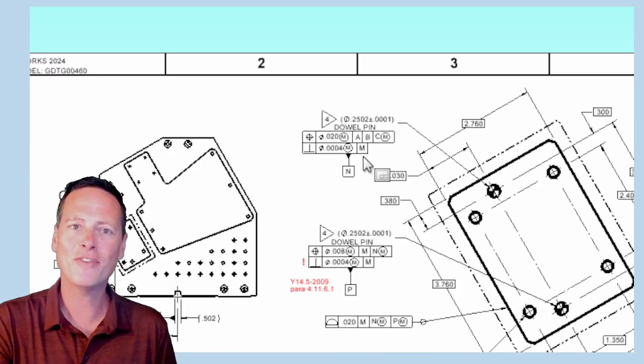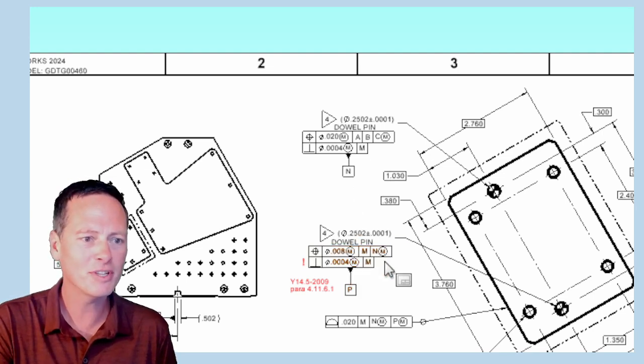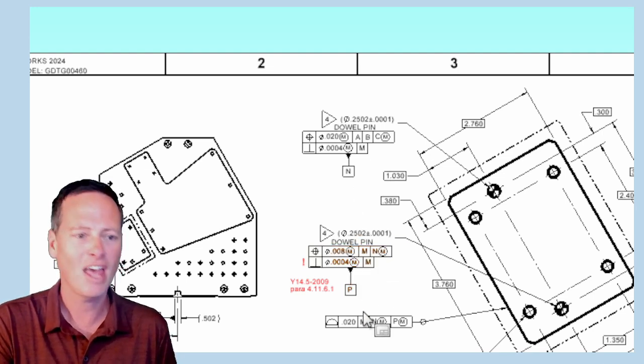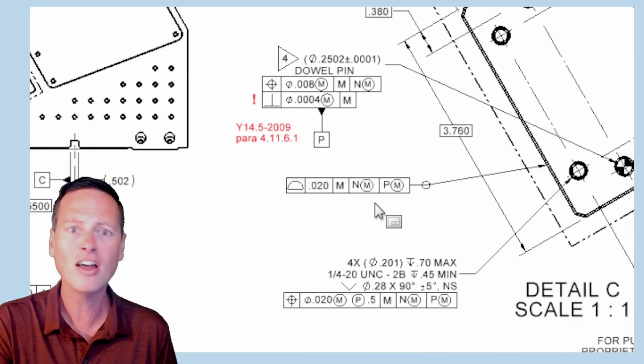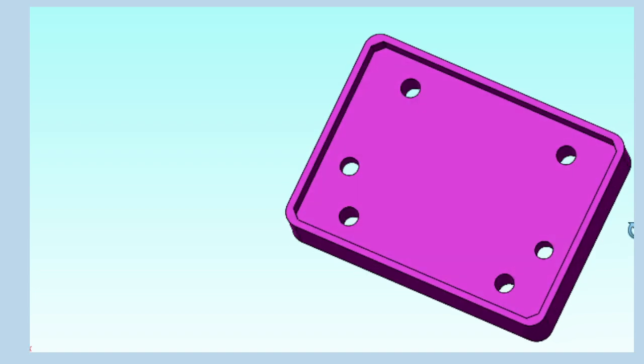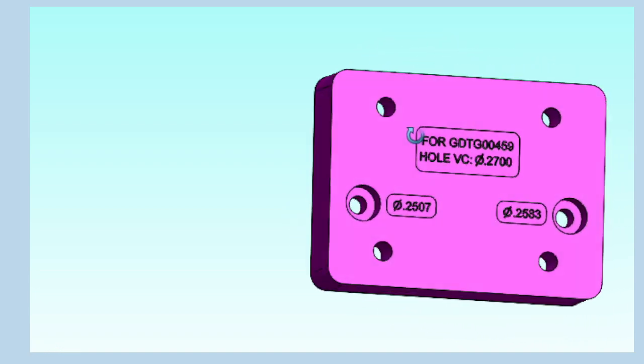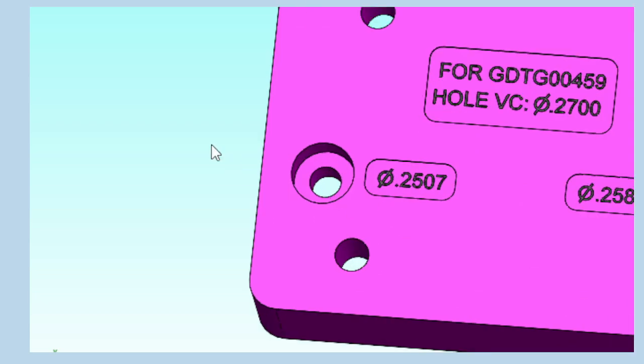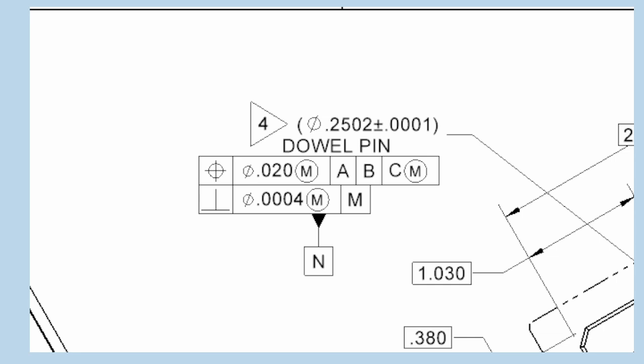Okay, then there are a few other requirements like the perpendicularity of this first pin, the position of this second pin, and this all-around profile, and the position of the threaded hole pattern that we should be able to check with one special gauge. Here we have this 0.2507 diameter hole to fit over the first pin. Because 0.2507 is the MMC size of the dowel pin, 0.2503, plus the 4/10 perpendicularity tolerance.